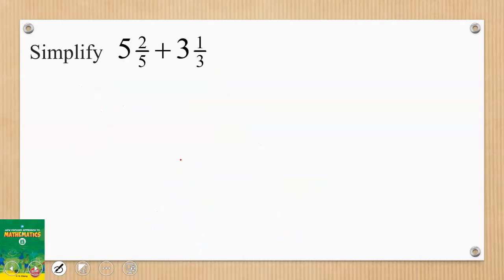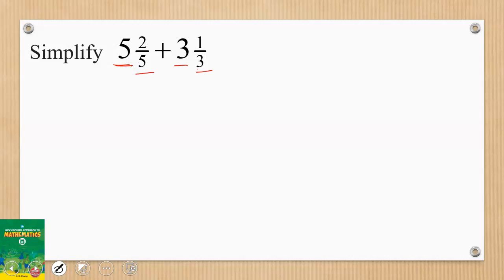Now, when I put this together and I say maybe simplify 5 2/5 plus 3 1/3, how do you do this? Now, you have so many ways you can solve this question. You can choose to add the whole numbers and then add the fractions, or convert these two to improper fractions, then you use your LCM to solve it. So you can do any of them.